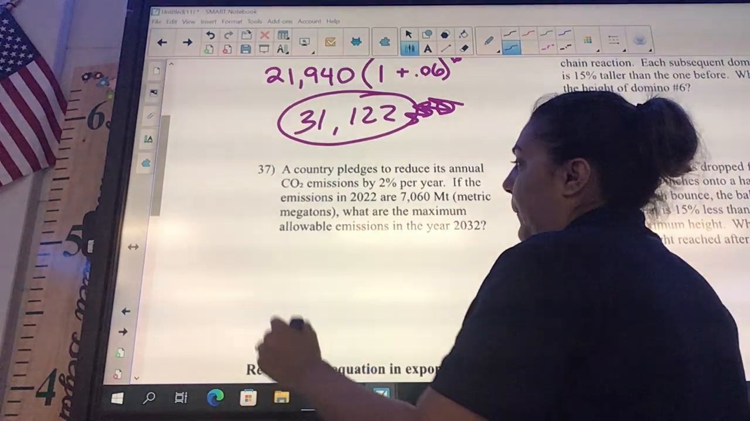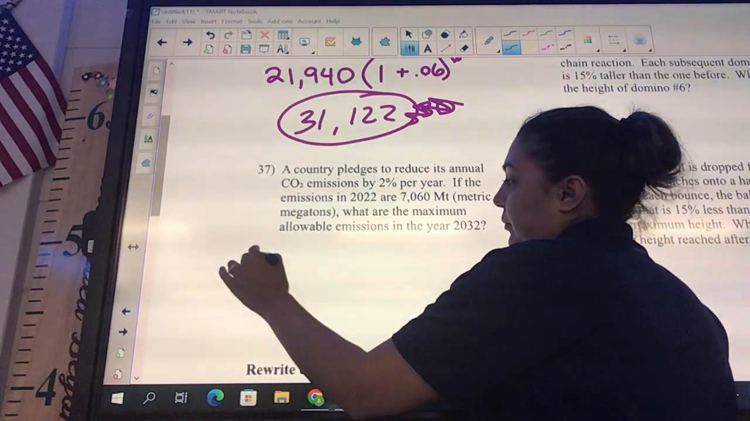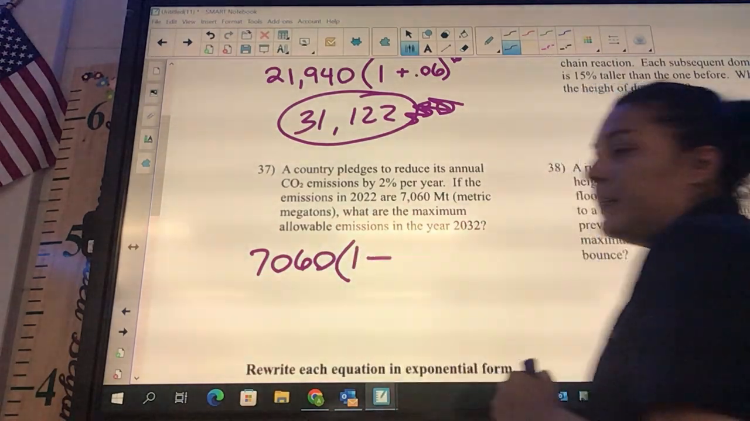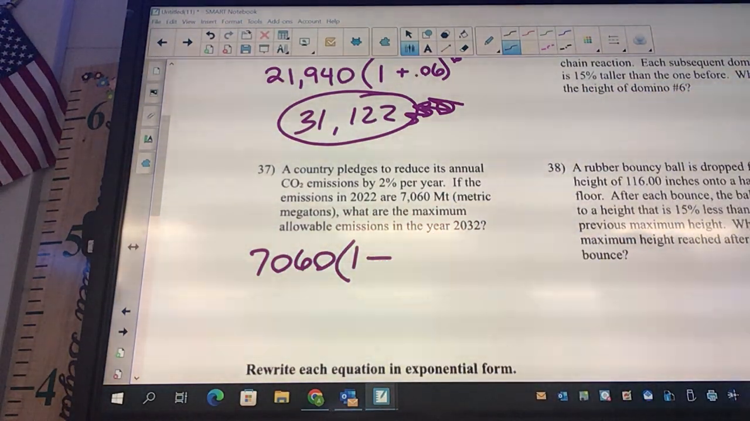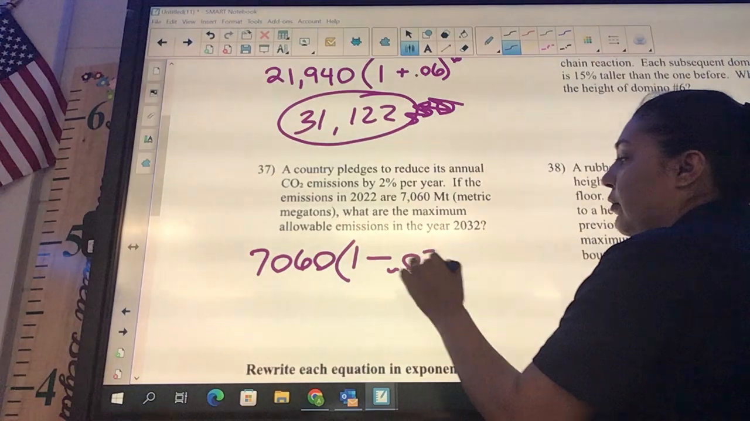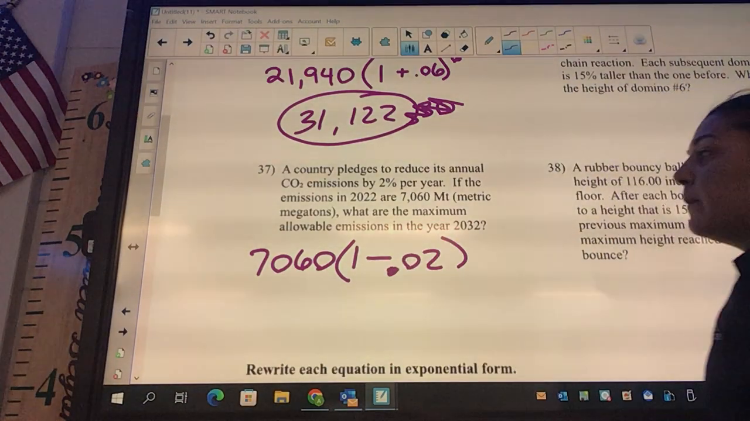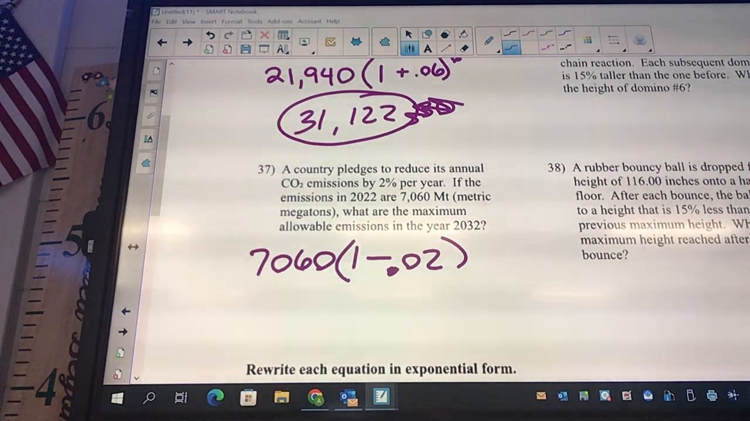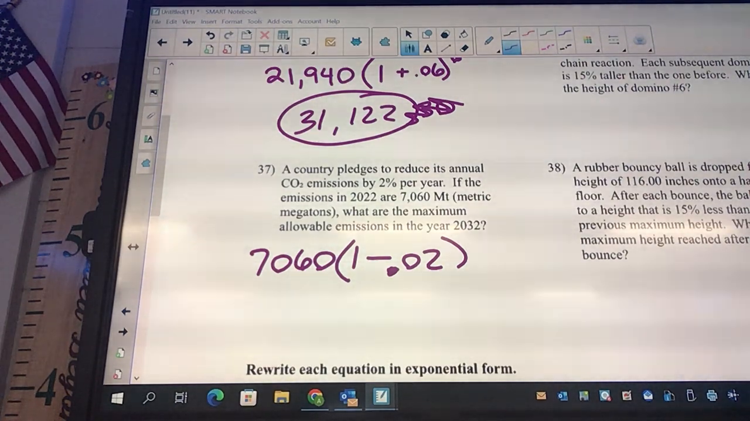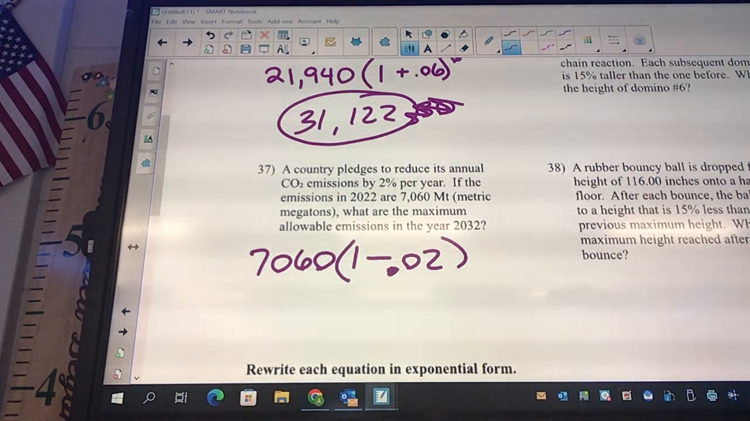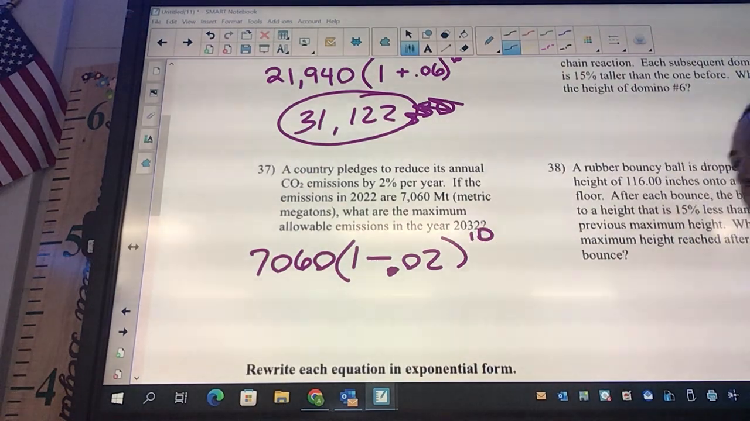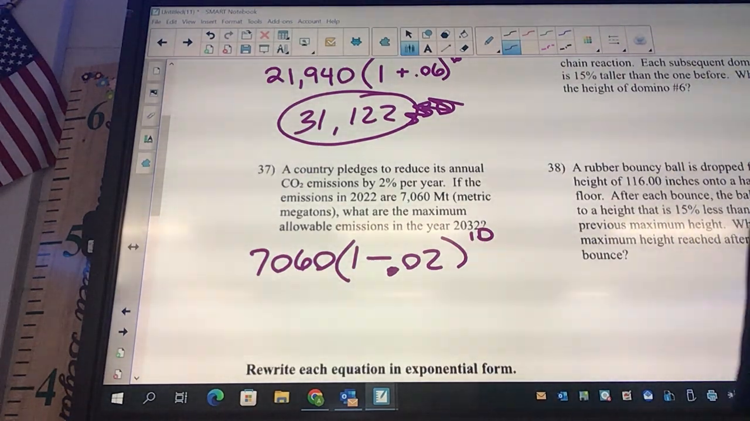What's our starting amount? 7,060. It's going to be 1 minus what? 0.02, for 10 years. Why 10 years? Because you're supposed to count how many years it's been from. Yeah, so we started from 2022 and they want to know all the way to 2032. Well, if you count 22, 23, 24, 25, okay, that's 10 years. Okay, so type that in, see what you get.